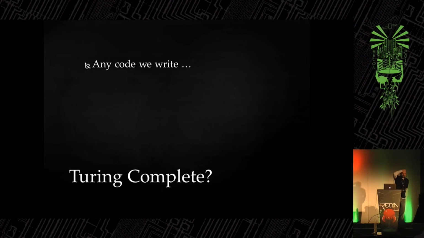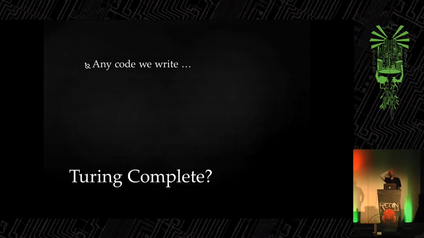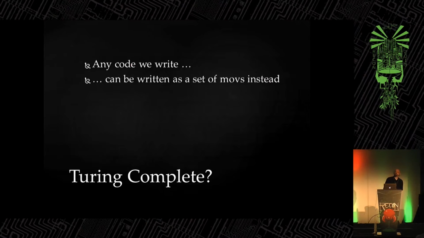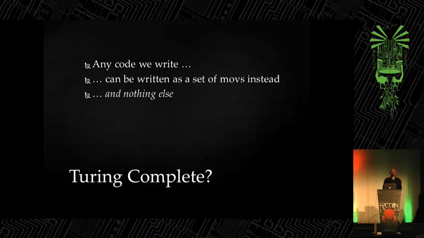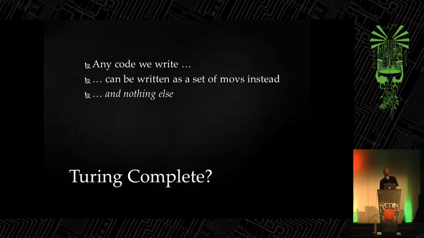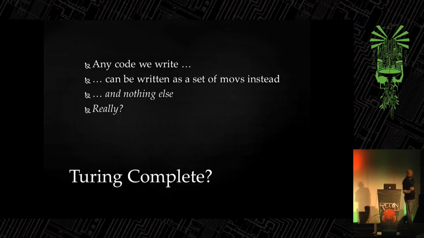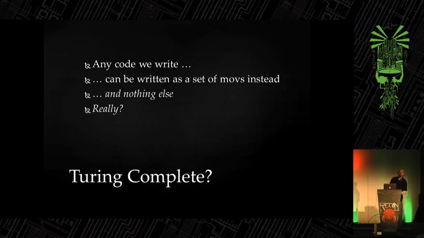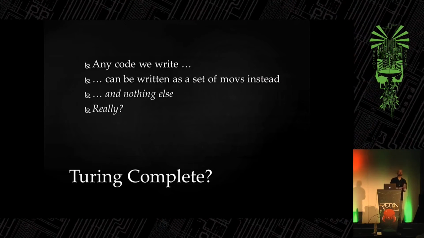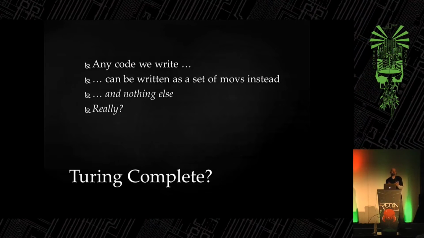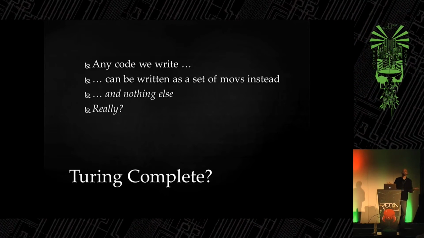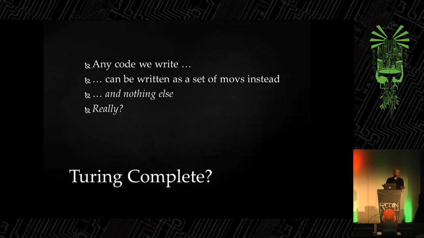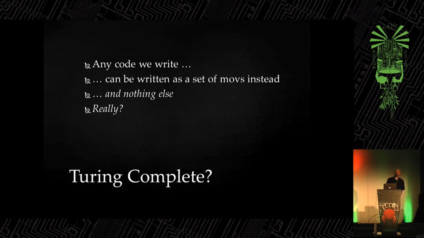So what does that mean if move is Turing complete? Well, sort of at a high level, it means that any code that we write could be written as a set of moves instead, and absolutely nothing else, just a bunch of moves. And that just boggled my mind at first. I thought, really? When you think of all the incredibly complicated things we do with our code, like arithmetic and comparisons and jumps and function calls and exception handling, to then tell me that move can do all of these things on its own, that seems impossible. But if move is Turing complete, then that's the way it is. So the more I thought about that, the cooler it seemed.